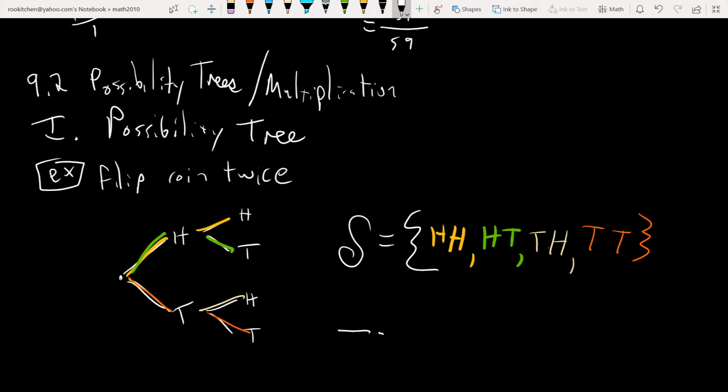step, how many different choices are there? How many different possibilities? Well, in the first step, on the first flip, there's two possibilities, and then on the second flip, there's two more possibilities. Okay, so if you multiply those together, that tells you the number of things in the sample space. So in this case, the number of things in S is just 2 times 2, which is 4.